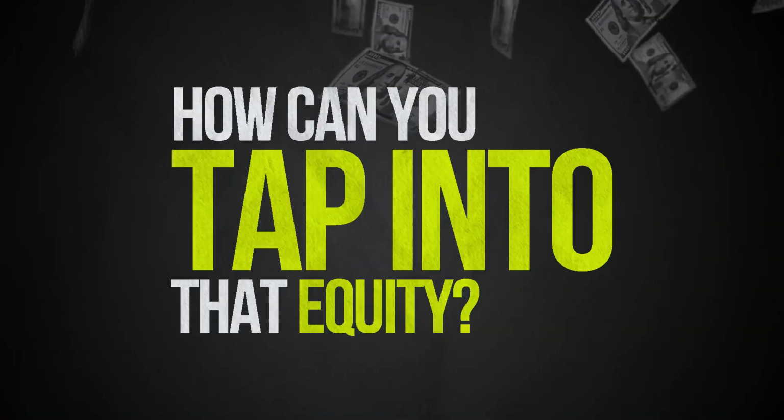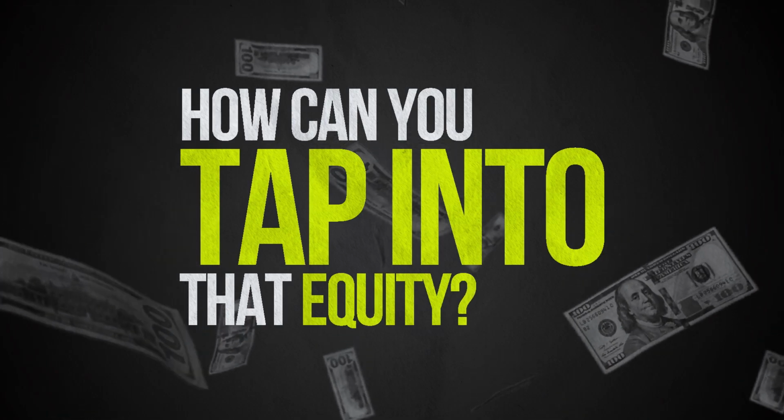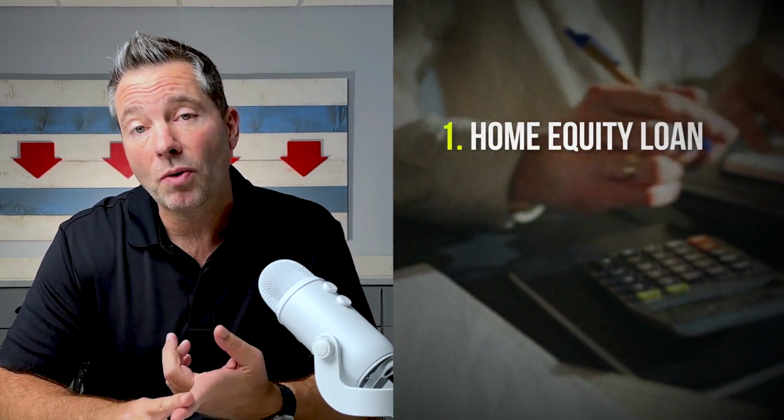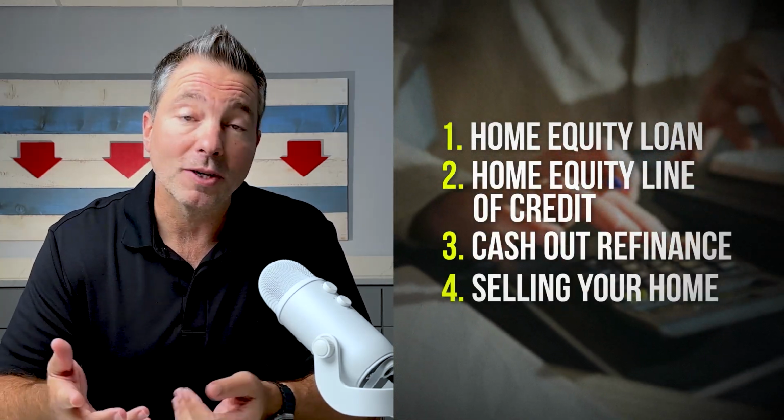All right, so now we understand what home equity is. Now let's talk about how can you tap into that equity? How do you actually get that money out of your home and into your pocket? For this video, let's cover 4 different ways that you can access that home equity and get that money out of your home. The 4 ways that you can tap into that equity are a home equity loan, a home equity line of credit, a cash out refinance, and then of course, selling your home.